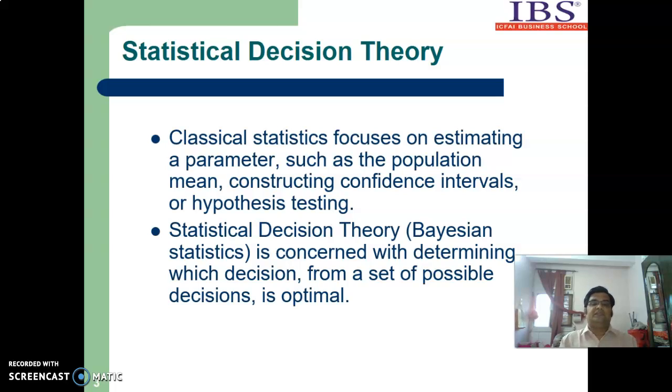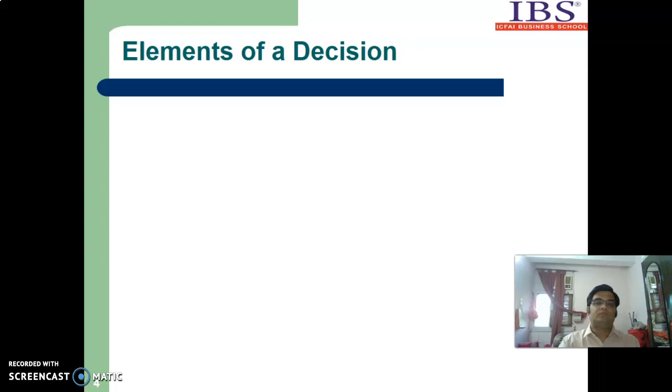So, what is a statistical decision theory? It is concerned with determining which decision from a set of possible decisions is optimal. Out of the alternatives given, we will choose the optimal one, which gives us the maximum profit, the decision which gives us the minimum time of travel. So that is called a statistical decision theory, and we apply the concept of probability.